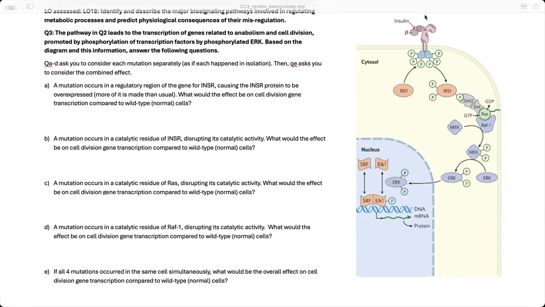Okay, so we've got a mutation. We're making more of this. And this is going to lead to this activation of this pathway that leads to the transcription of these cell division genes. So if we're overexpressing, we're making more of this insulin receptor protein, we're going to have more activity. So we're going to increase.